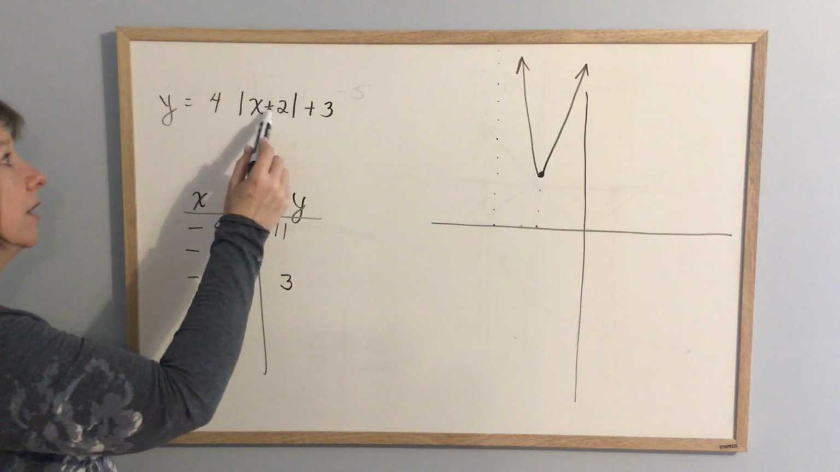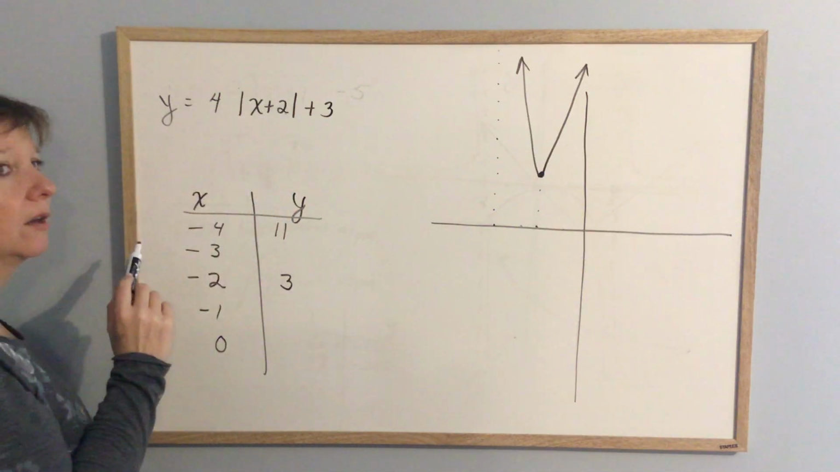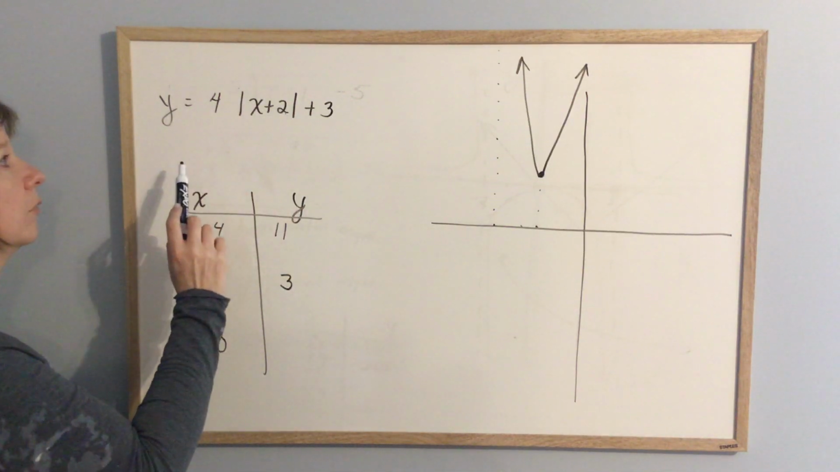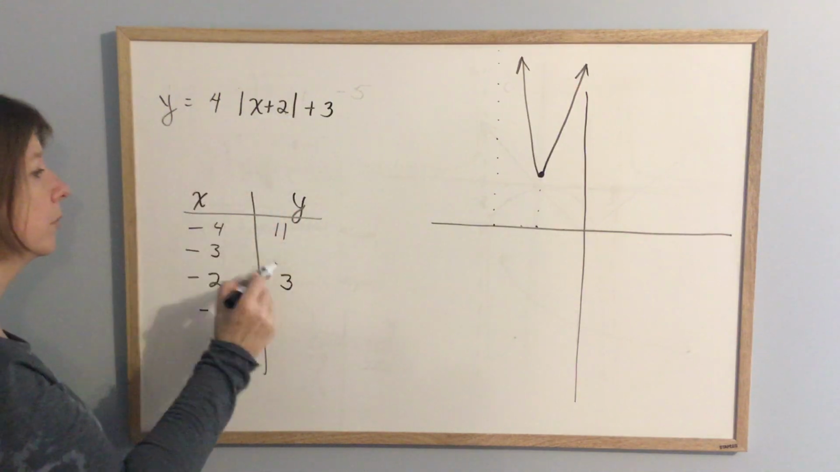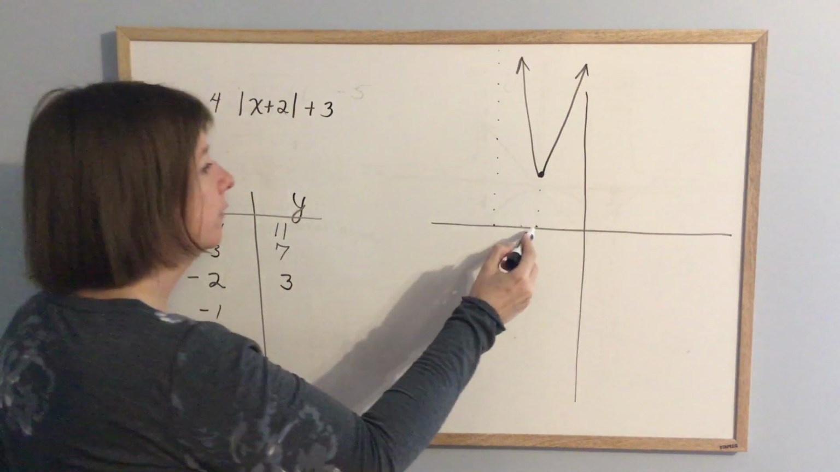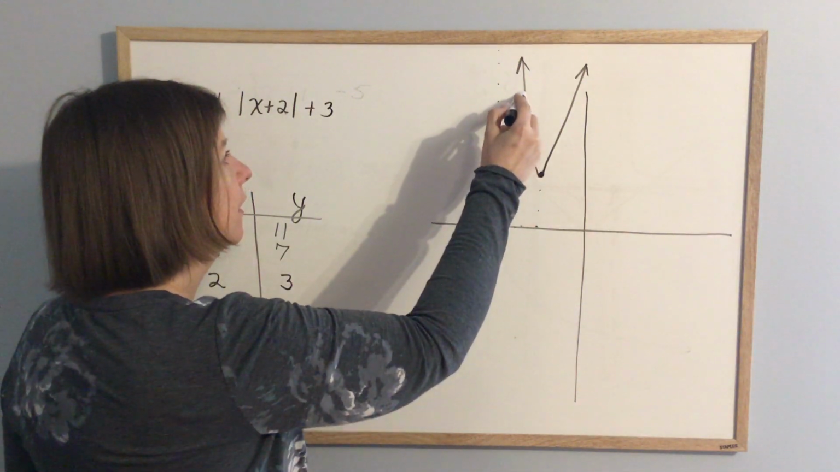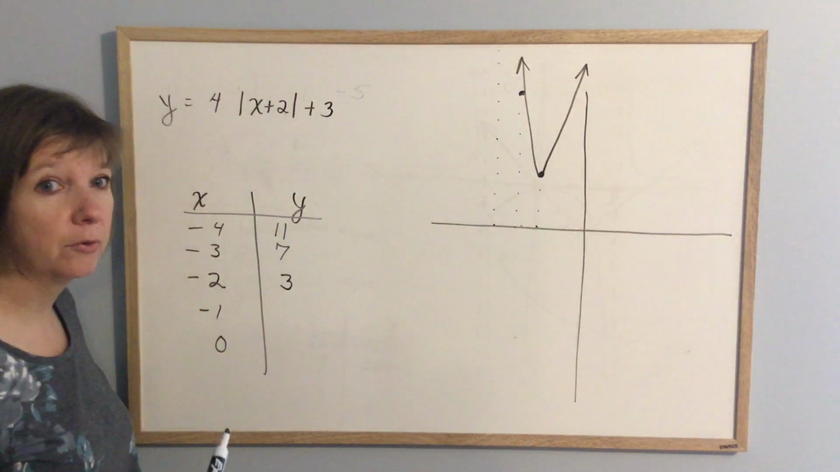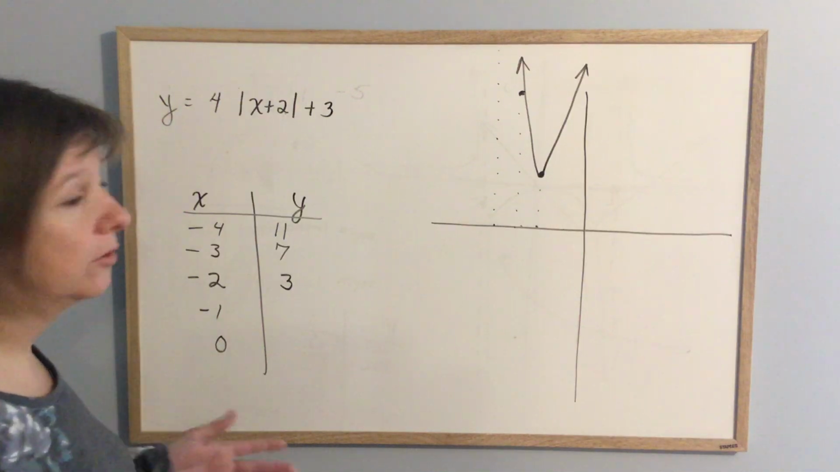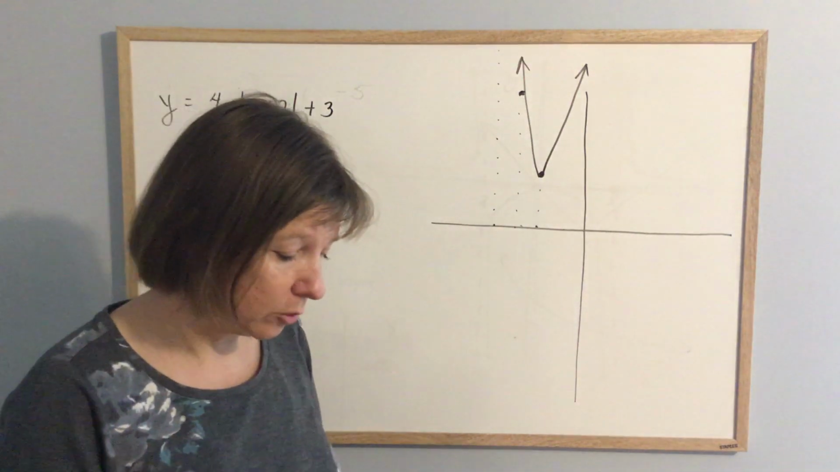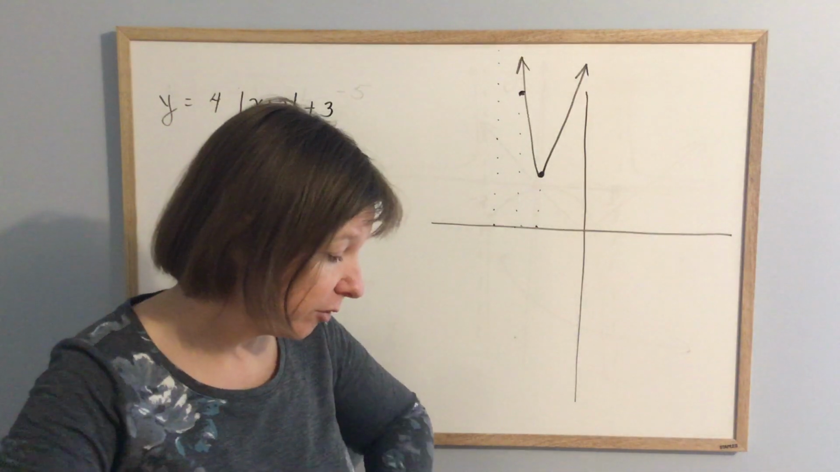At -3, -3 plus 2 would be -1. So absolute value of -1 is 1. Times 4 is 4, plus 3 is 7. So at -3, it's 7. 1, 2, 3, 4, 5, 6, 7. See how I was like pretty close even just by estimating? And I do the same thing on the other side. So that's just a quick explanation of some of those questions.